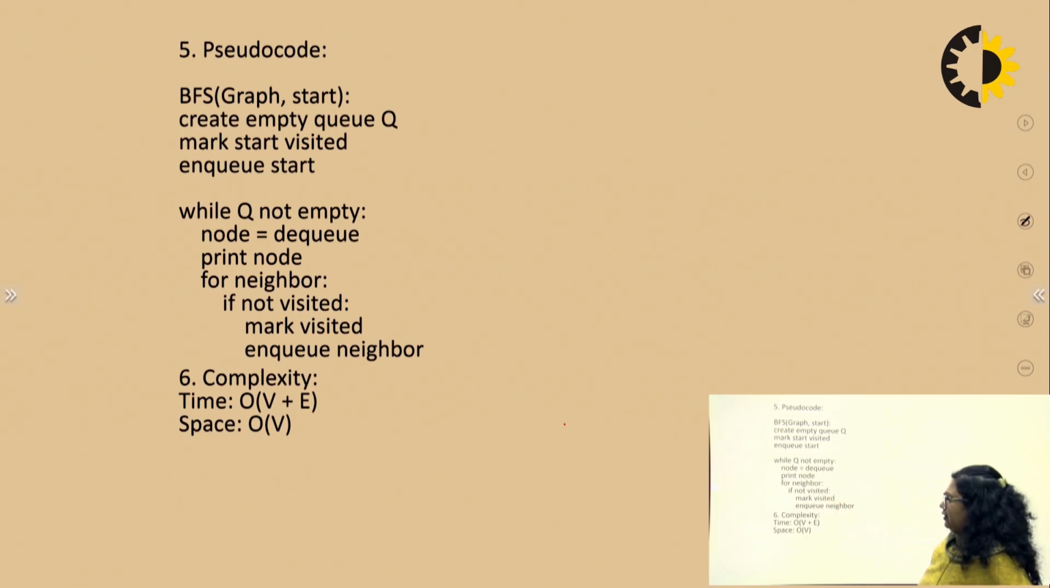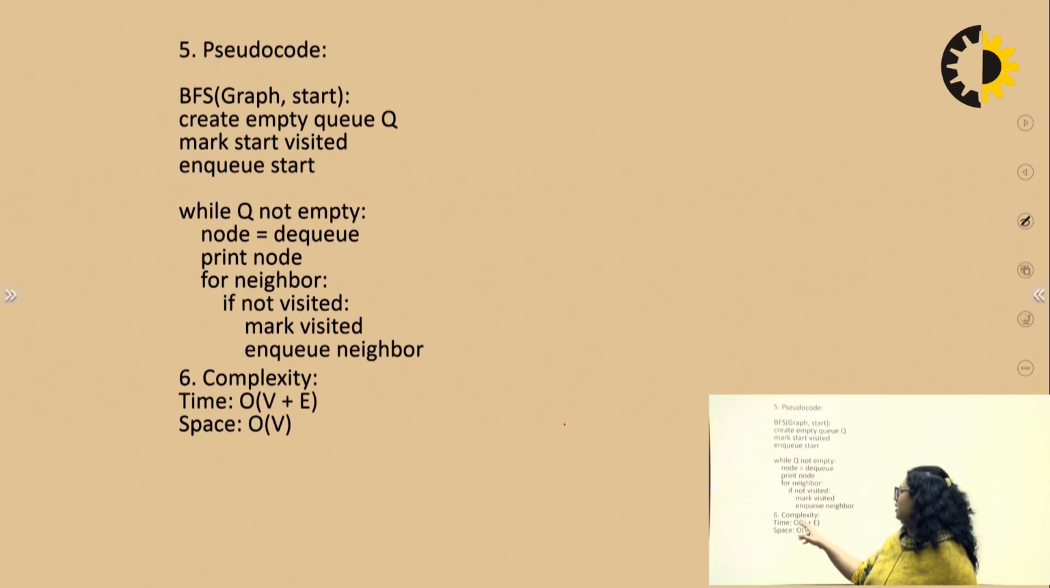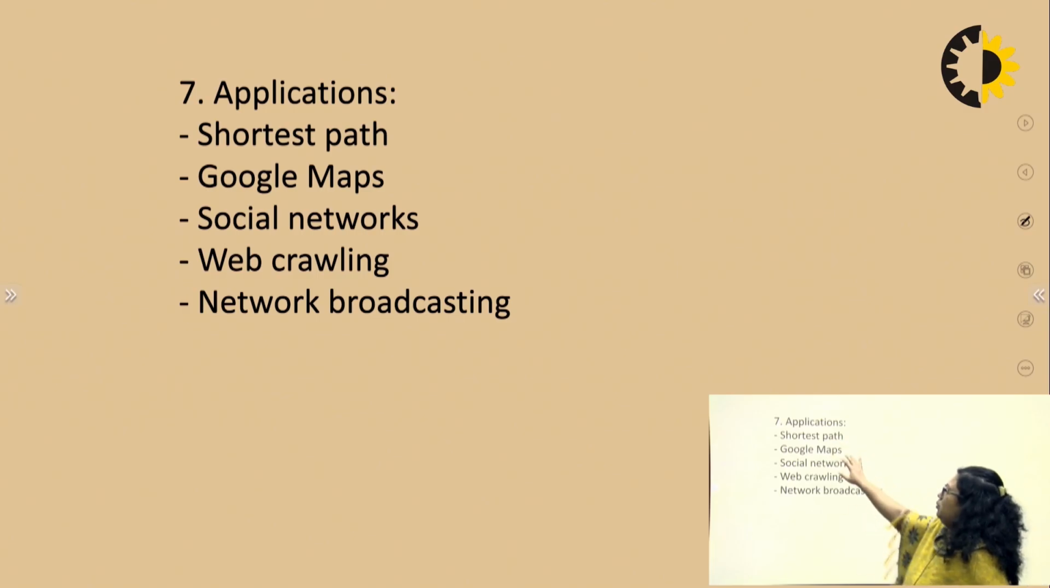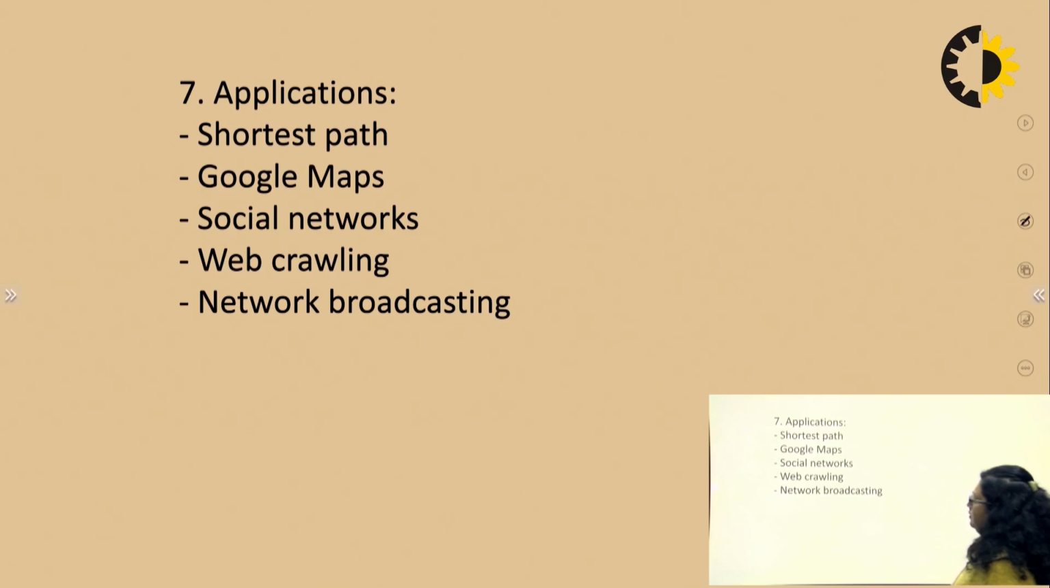If we go for the time complexity of BFS, the time complexity is vertices plus edges, that is O(V + E), and the space complexity of BFS is O(V). So what are the applications of BFS? BFS is used to calculate the shortest path, in Google Maps, social networking, web crawling, and network broadcasting.